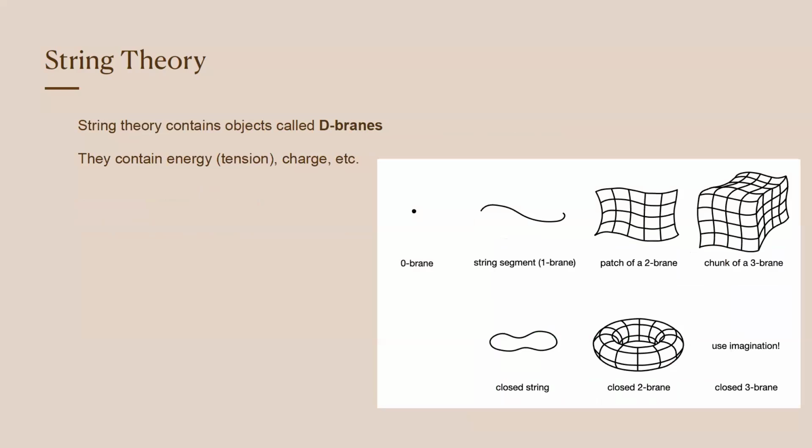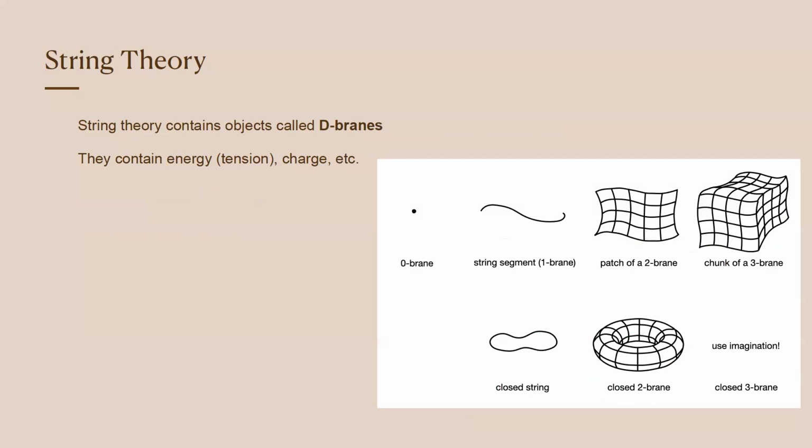Okay, so string theory in general contains objects called D-branes. These are generalizations of membranes. These D-brane objects contain energy. It's like a rubber band, like a membrane. It contains energy per unit area or unit volume. It contains certain types of charge.